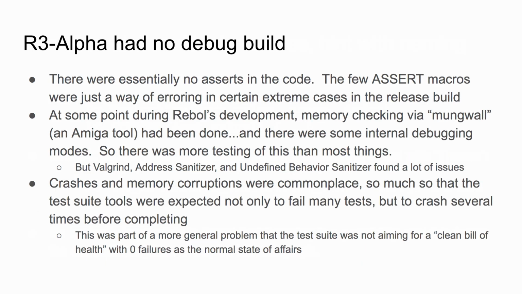R3 alpha didn't really have a debug build. There wasn't some set of systemic asserts. There were some asserts, but they weren't really debug build asserts. They would do what I would call a panic. They were in the release build, anything that said assert. And Ren-C has gone through with address sanitizer, valgrind, run it all the time.